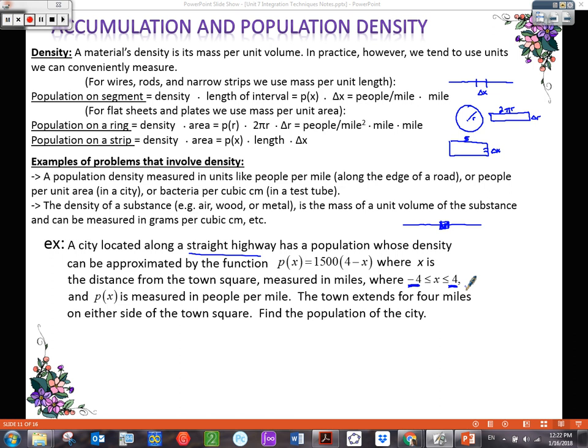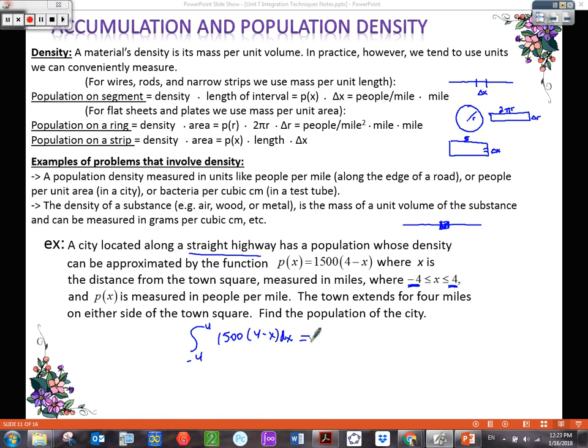So let's write our integral. We're going to go from -4 to 4. This is the simplest kind. We did 1 or 2 like these last semester. We're going to take our density function, which is 1500 times 4 minus x, and just multiply it by dx, or delta x, which is just dx. I mean, that's all it is. Then we would enter it into our calculator. This is a calculator lesson.